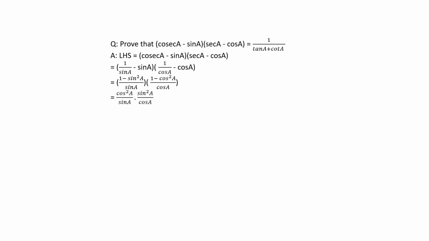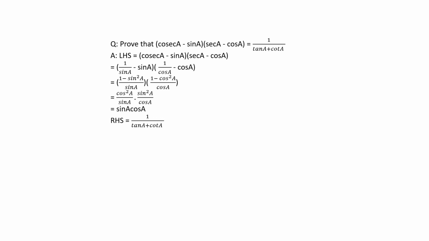But 1 minus sin square a is cos square a and 1 minus cos square a is sin square a. So it can be written as cos square a by sin a whole into sin square a by cos a. So sin a and cos a in the denominators get cancelled, and we get sin a into cos a.